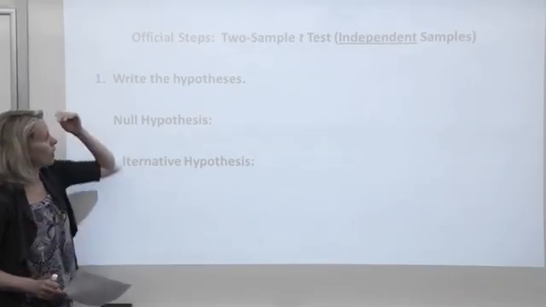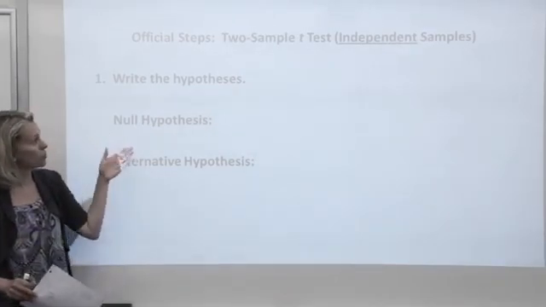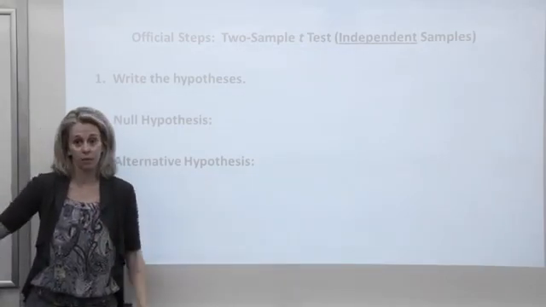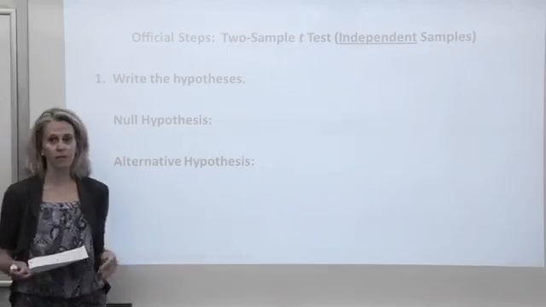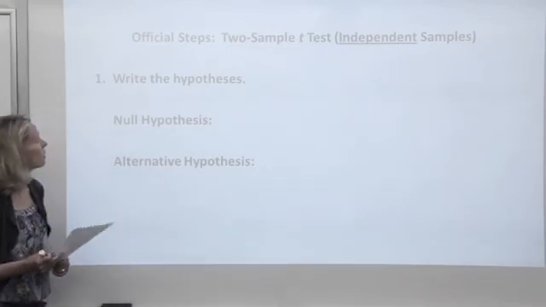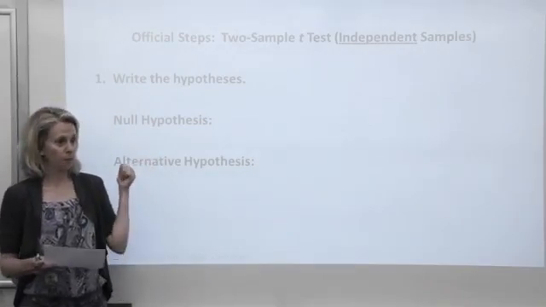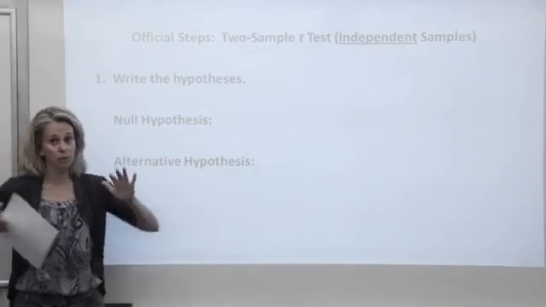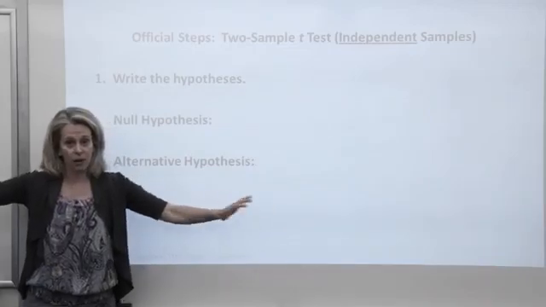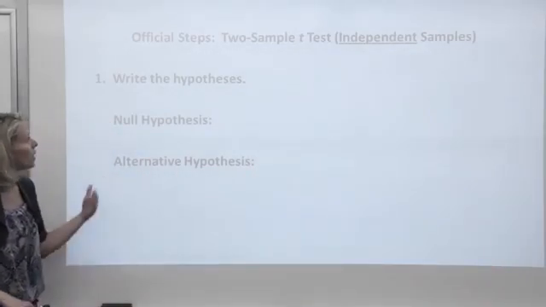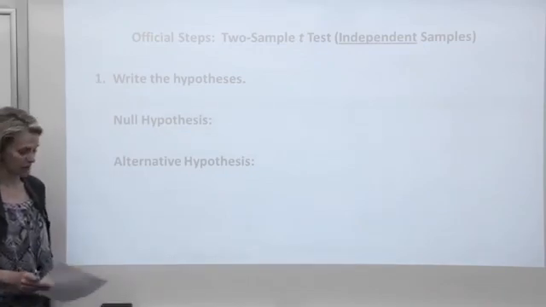Okay, let's go through the steps for a two-sample t-test. I'm going to look at the case where we have independent samples. We'll address dependent samples in a future video. So we've decided it's a mean problem. We have two samples, and our two samples are not paired in any way. One set of data has nothing to do with the other set. We have independent samples. How would we conduct a hypothesis test?